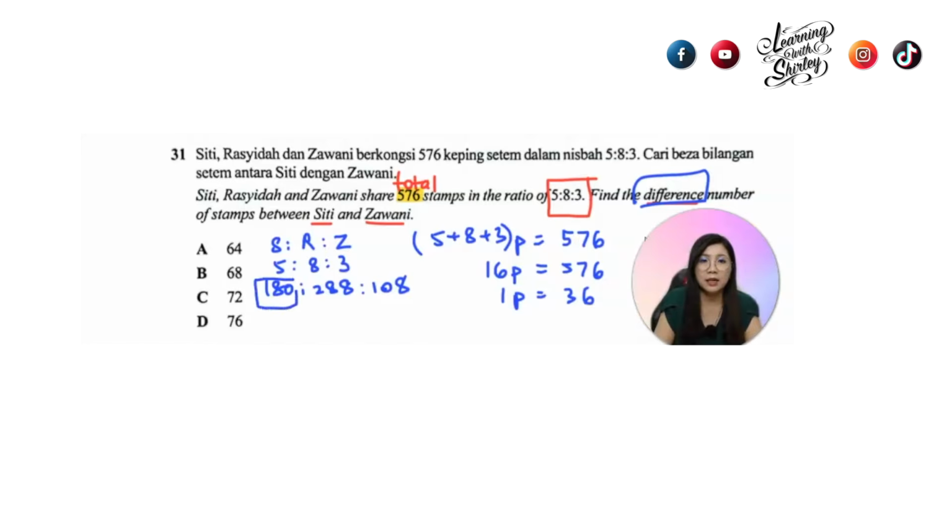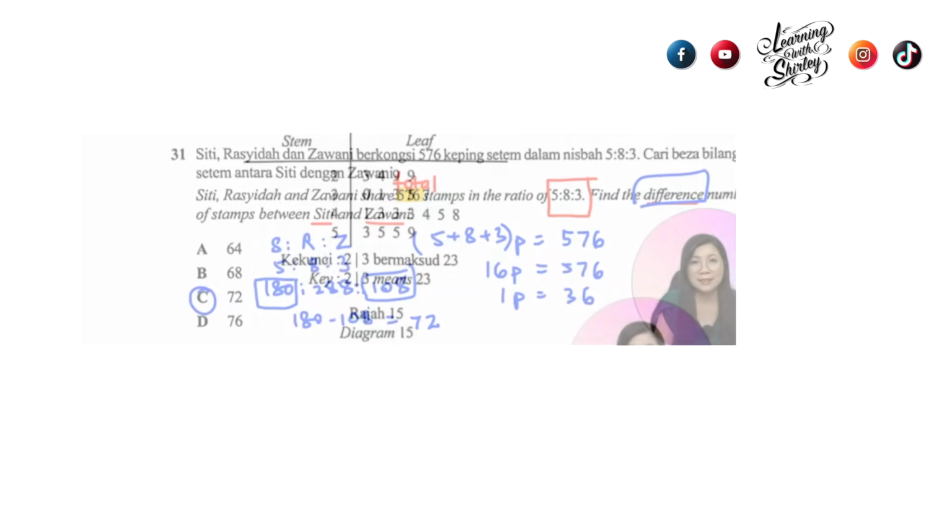So now they want you to find the difference number of stamps between 𝗬𝗐 and 𝗬𝗏. 𝗬𝗏 is 108. And 𝗬𝗐 is 180. So the difference between them, I'm going to use the bigger one minus the smaller one. So 180 minus 108, you get 72. So 72, A, B, C, D, the answer is C.